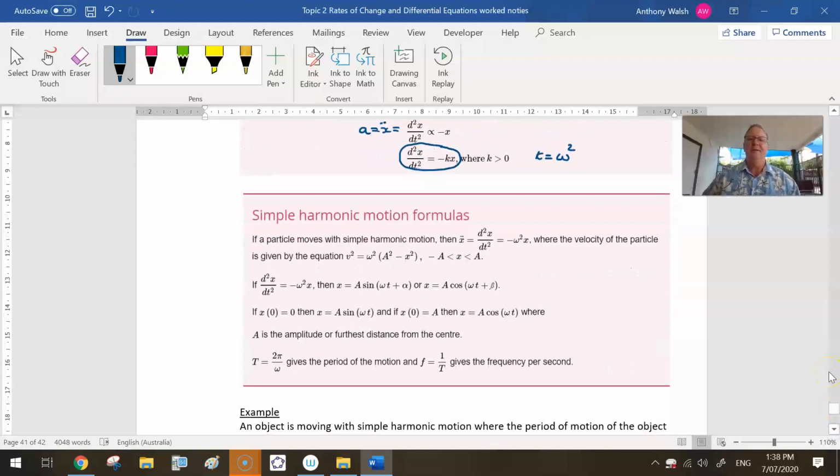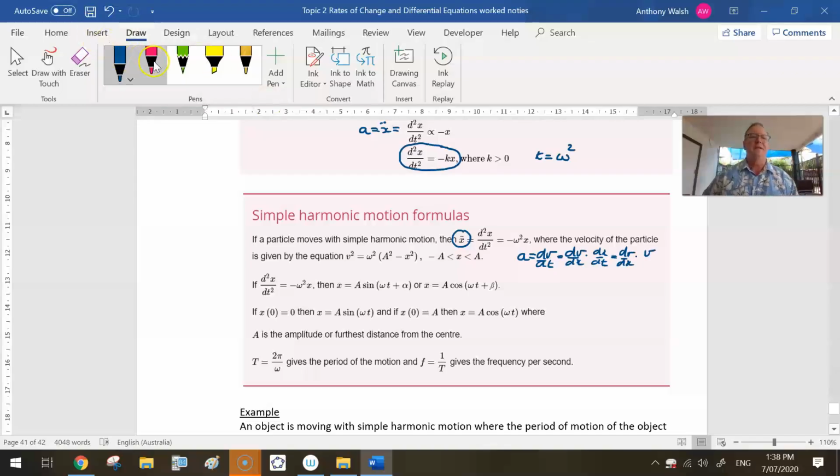So if acceleration x double dash, which we know is equal to acceleration, and we know acceleration is dv dt, and we know dv dt is, according to the chain rule, dv dx by dx dt, and we know that that is equal to dv dx by v.